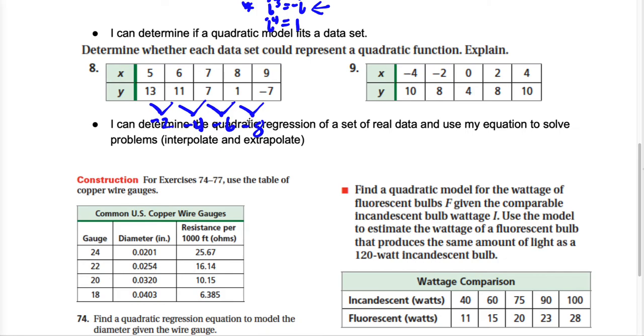If these were all the same, it would be linear. But this is just asking us if it's quadratic. So then I find the second difference: negative 4 minus negative 2 is going to be negative 2. Basically, it's going down 2 each time. If the second differences are the same, it is quadratic.